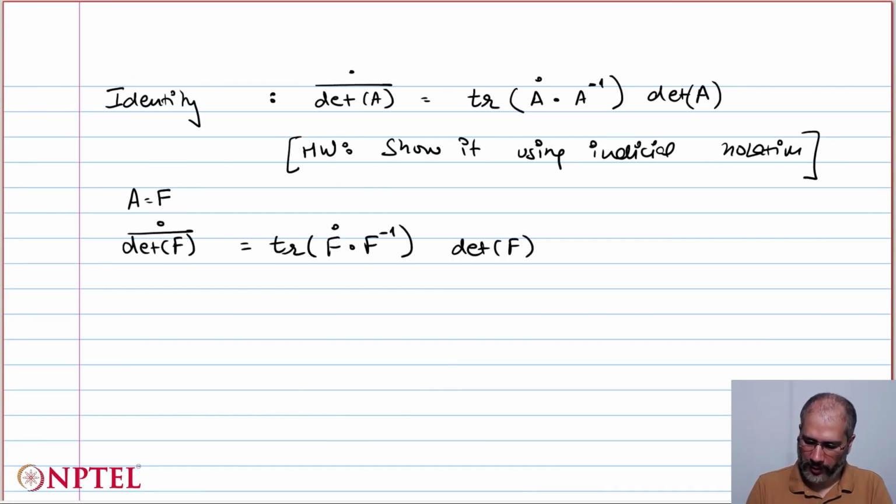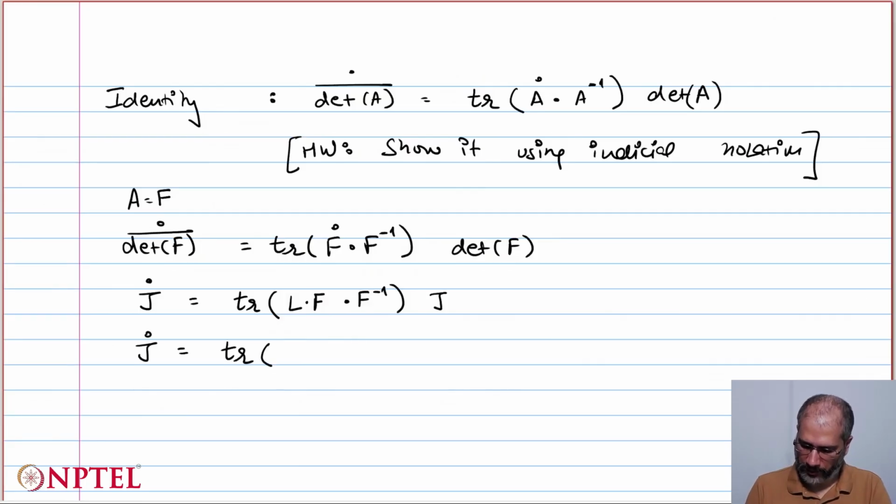So if we apply this for A equals F, that is our deformation gradient tensor, this becomes, and remember determinant of F is the Jacobian, so this is a J dot equals trace. Now F dot was shown to be L times F, so this becomes L times F, and then we have an F inverse. And again, determinant of F is a Jacobian. So this becomes trace of L times J.